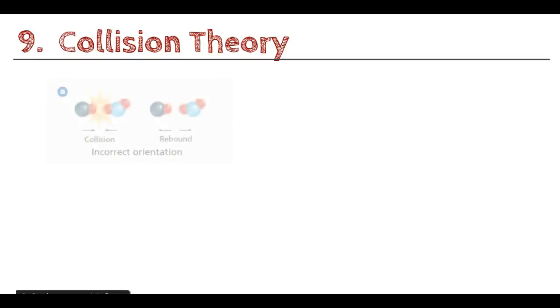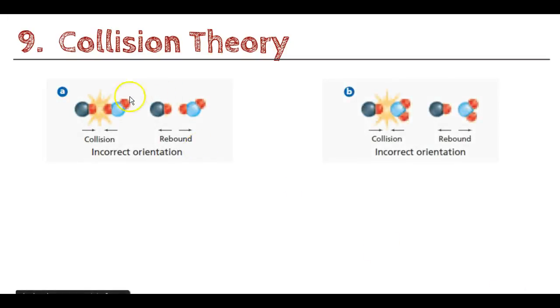So in my first example here, I can see an unsuccessful collision on the left. I see that I have this black and red molecule colliding with this blue and red molecule, and I can see that the red ends are next to each other. They're colliding, and then they're rebounding unchanged. Well, in this case, the explanation is that in order for these two molecules to collide successfully, they need to be oriented differently than it's showing in this diagram.